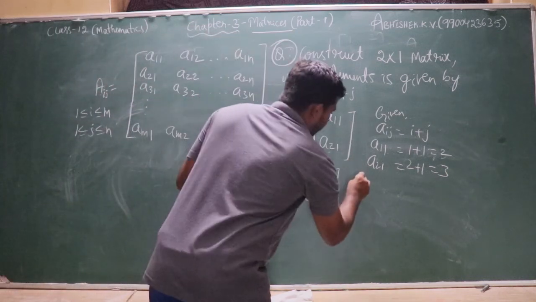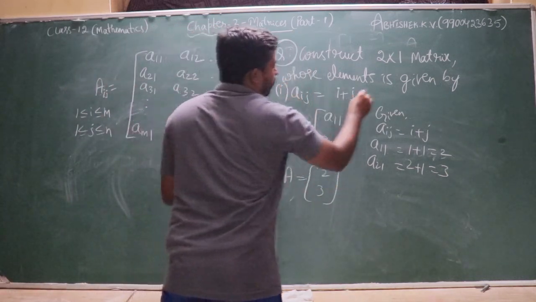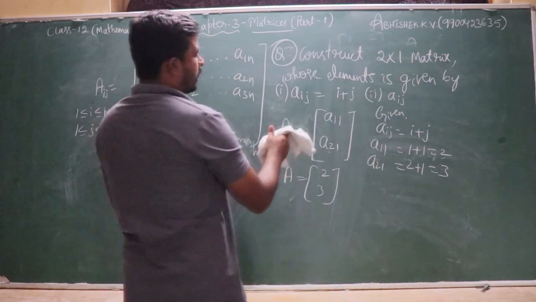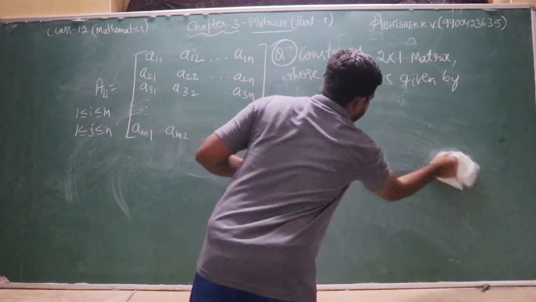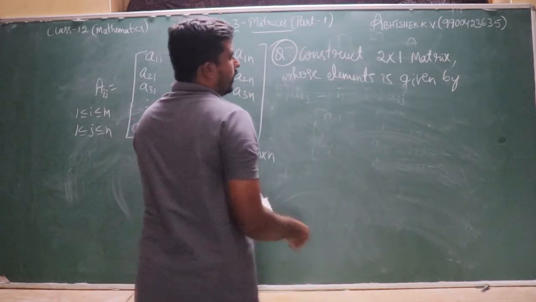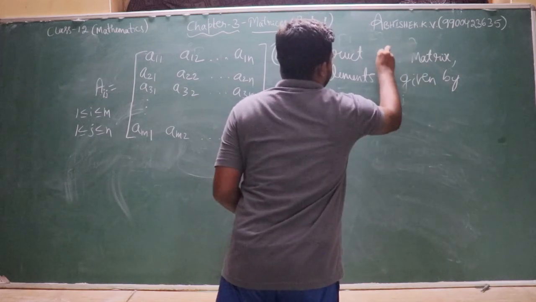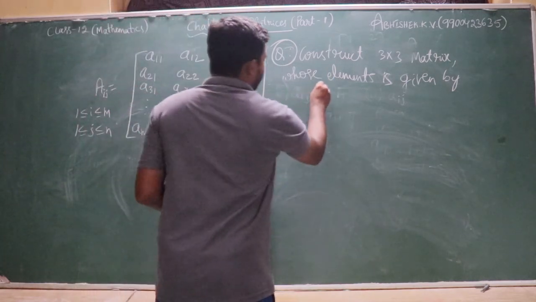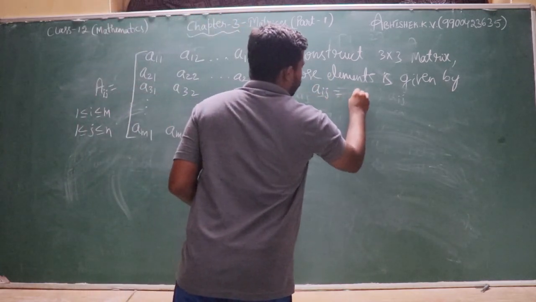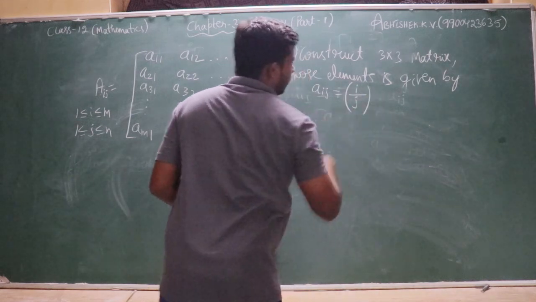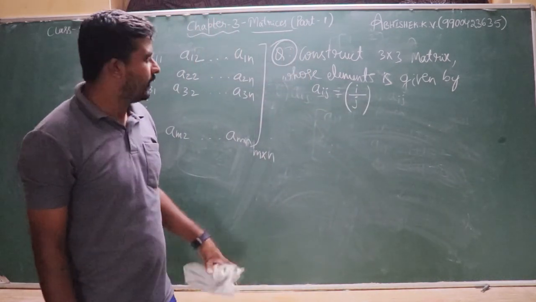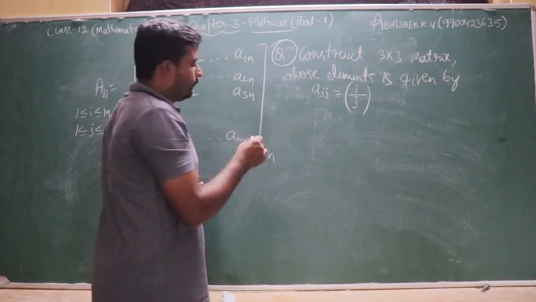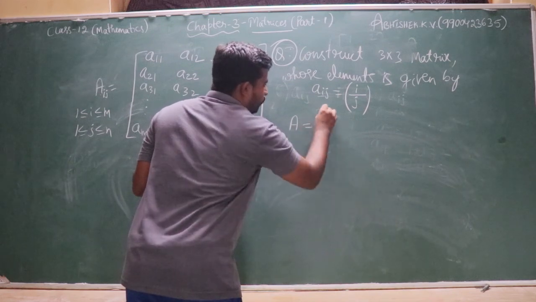This is the first question. Second question: suppose the examiner gives, construct a 3 cross 3 matrix whose elements are given by Aij is equal to i by j. First we should consider the 3 cross 3 matrix. Consider A of 3 cross 3.